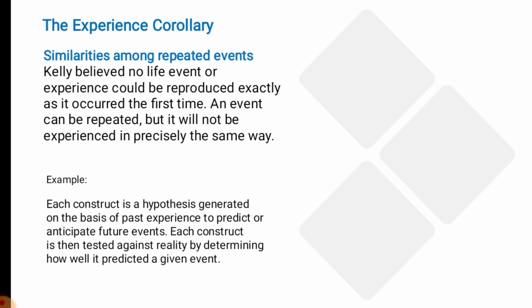Kelly believed no life event or experience could be reproduced exactly as it occurred the first time. An event can be repeated, but it will not be experienced in precisely the same way. Okay, so an example, each construct is a hypothesis generated on the basis of past experience to predict or anticipate future events. Each construct is then tested against reality by determining how well it predicted a given event.